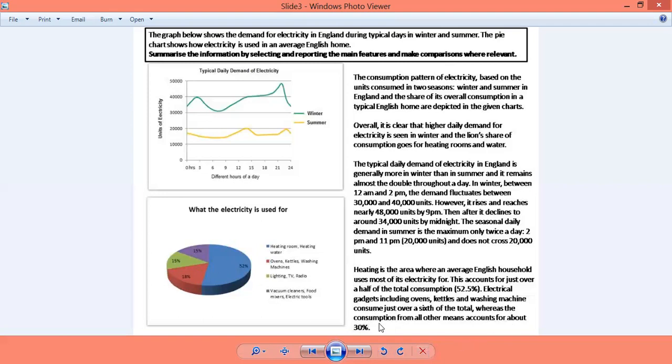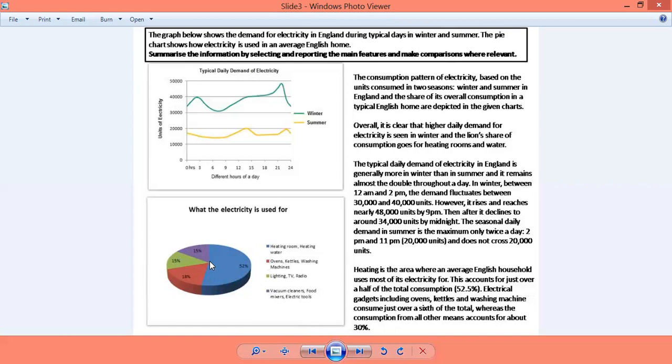Whereas the consumption for all other means accounts for about 30%. बाकी जो दो हैं 15%, right? That is lighting, TV and radio, and vacuum cleaners, food mixers and electric tools. They in total are forming 30%. देखो उन्होंने अलग अलग से 15% नहीं दिया, उन्होंने 30 दे दिया. Rather than writing that lighting, TV and radio consists or amounts to 15%, and then writing for vacuum cleaners that it is taking up at most 15%, उन्होंने दोनों का addition कर दिया है.